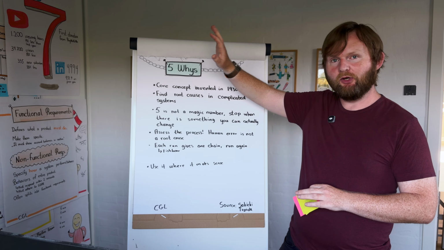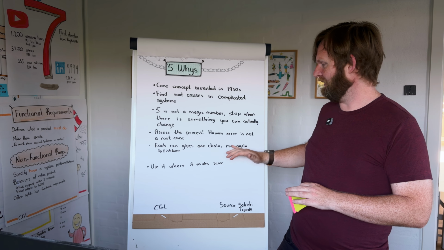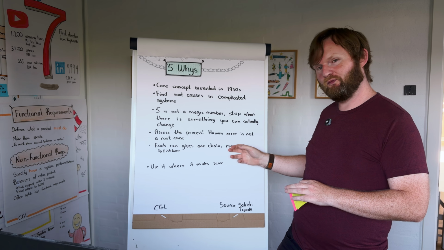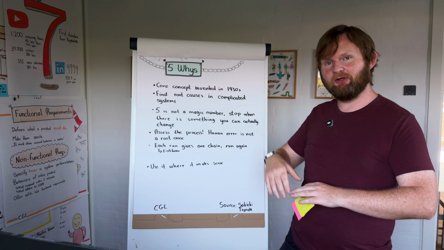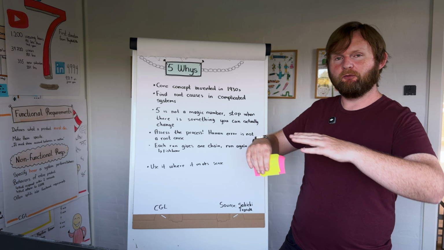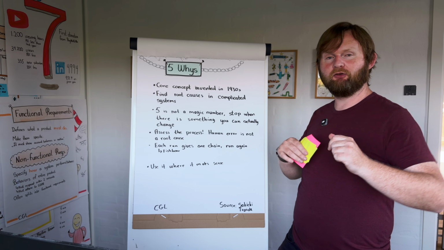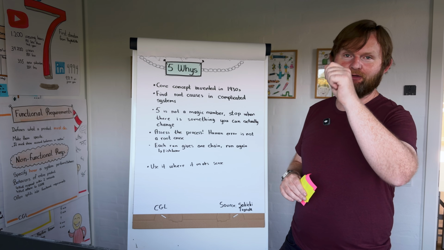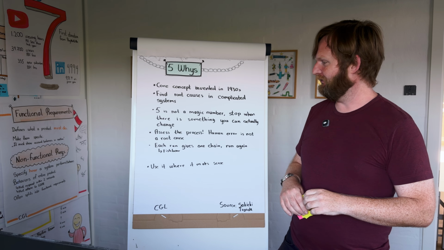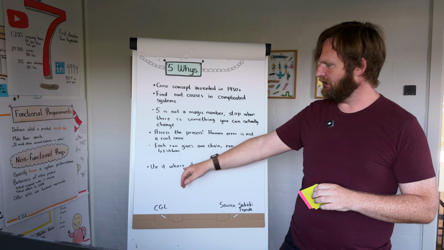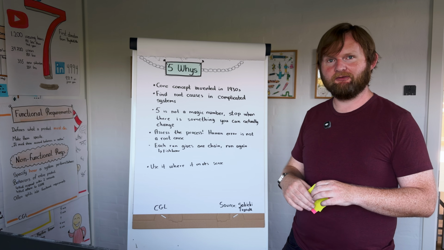And each run of this gives a chain, and we might need to run it again. It might be a fishbone, so it might span out, break out into more chains. So maybe take turns running it and writing down and see where it ends. And of course, use it where it makes sense. I'll get back to that in a second.